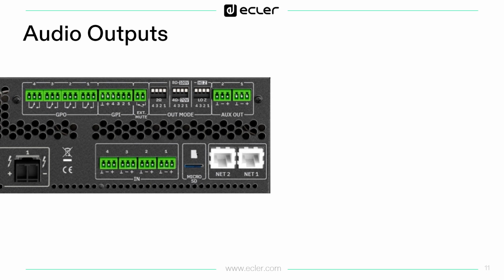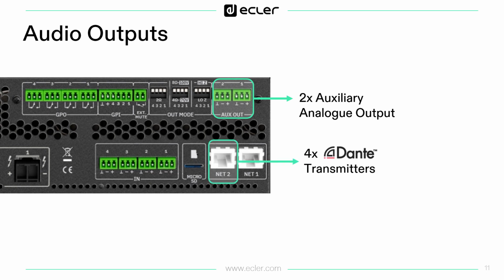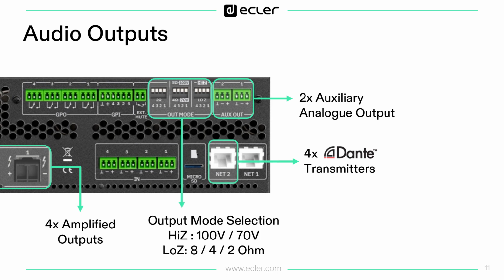Looking at the outputs, we find the 2 balanced line level auxiliary outputs, the 4 Dante transmitters, and the 4 amplified outputs. For these last ones, we have some dip switches to select the loads. This is one of the first things we will adjust before connecting the unit, to match what we are going to connect.